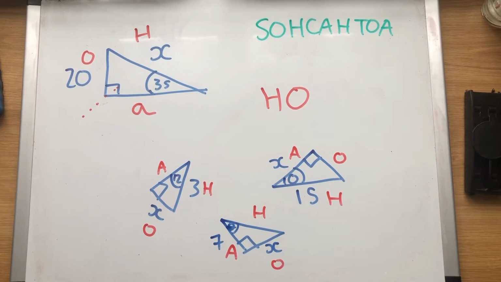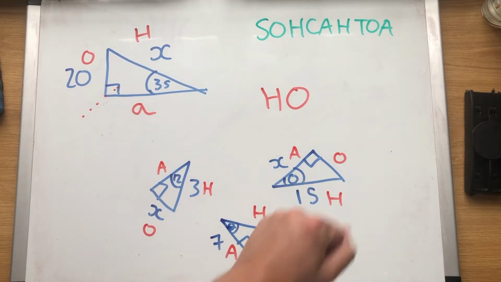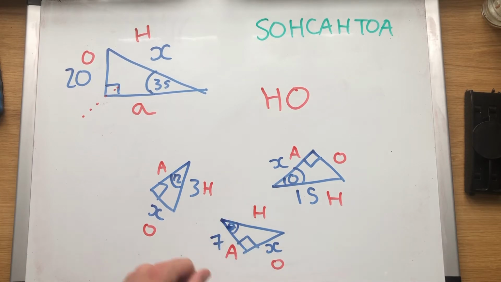Okay, so I've just created a few more questions and I've already labelled them: hypotenuse, opposite the right angle, opposite, opposite our angle, and adjacent, the final letter.